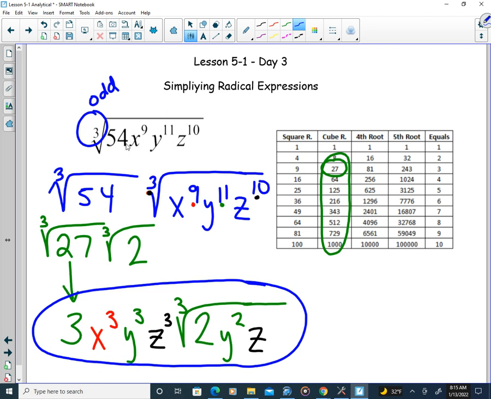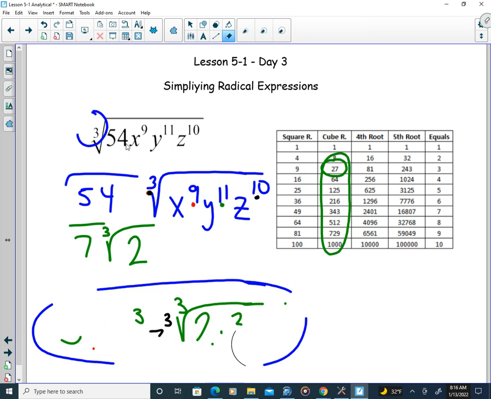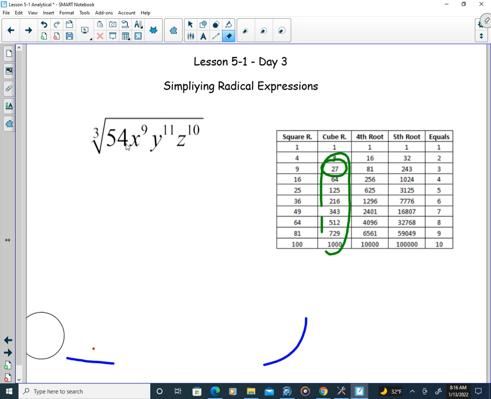All right, so let's try another one of these. When you're doing these on today's assignment, I want to see all of the steps. I don't want just the answer. I need to see the steps for you to receive full credit. If you want to get full credit, show the steps. Okay, so let's erase this.